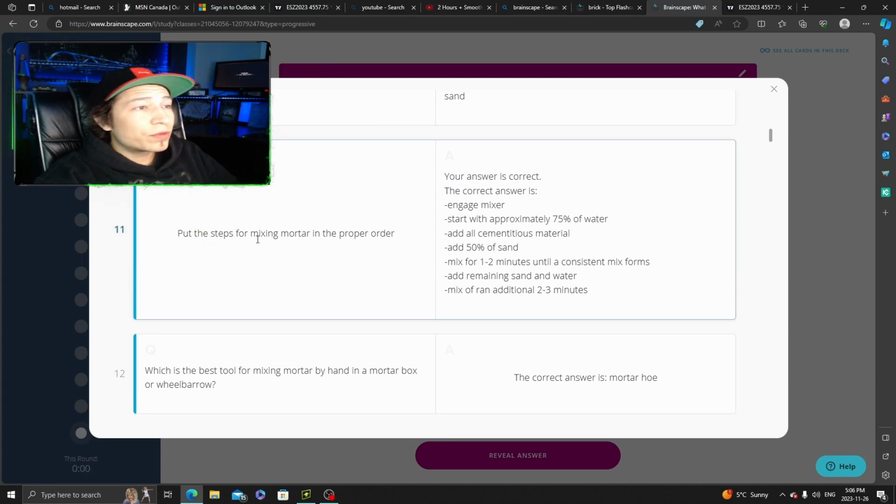Anyways, okay, so these are the correct steps in the correct order for mixing mortar. Okay? One, engage mixer. Two, start with approximately 75% of water. Three, add all cementitious materials. Four, add 50% of sand. Five, mix for 1 to 2 minutes until a consistent mix forms. Six, add remaining sand and water. Seven, mix for an additional 2 to 3 minutes. Not sure what that's supposed to mean. Or I'm just stupid.